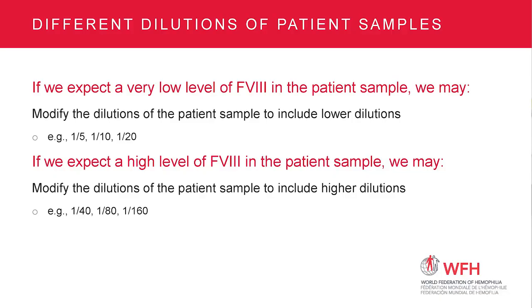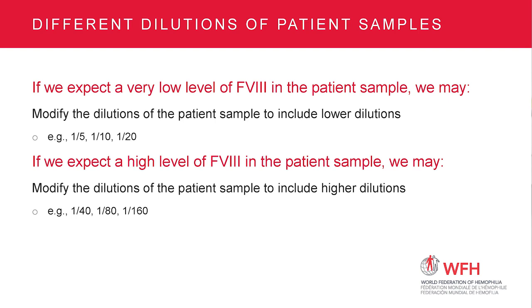In the example we've just used, each of the patient samples were diluted using the same set of dilutions as the standard, 1 in 10, 1 in 20, 1 in 40. Sometimes that's not the case. If the patient is known to be moderate haemophilia, possibly severe haemophilia, we anticipate a low level, then in advance of constructing the assay, we can choose a different set of dilutions. In such a case, perhaps 1 in 5, 1 in 10, 1 in 20.